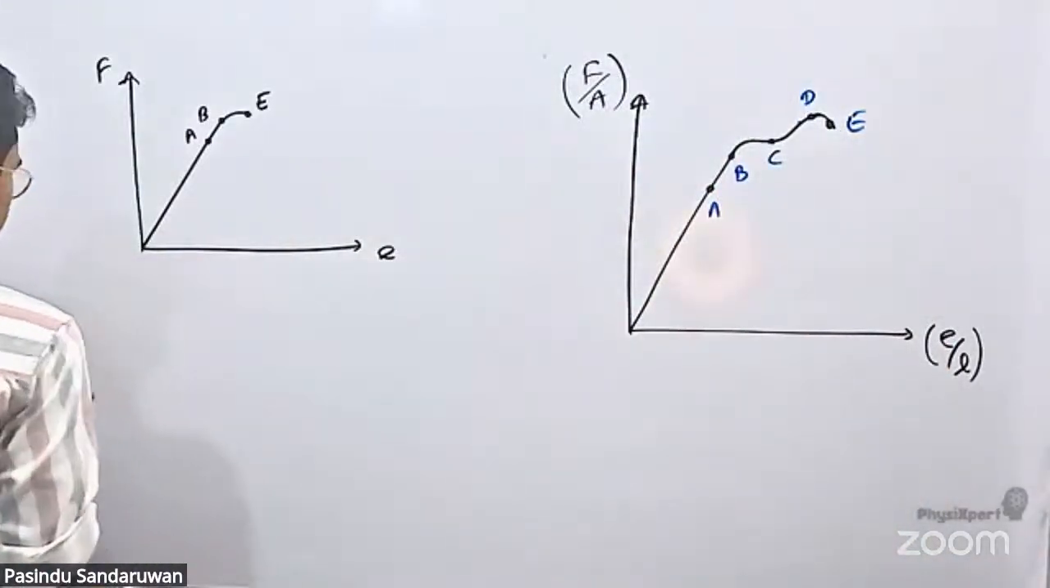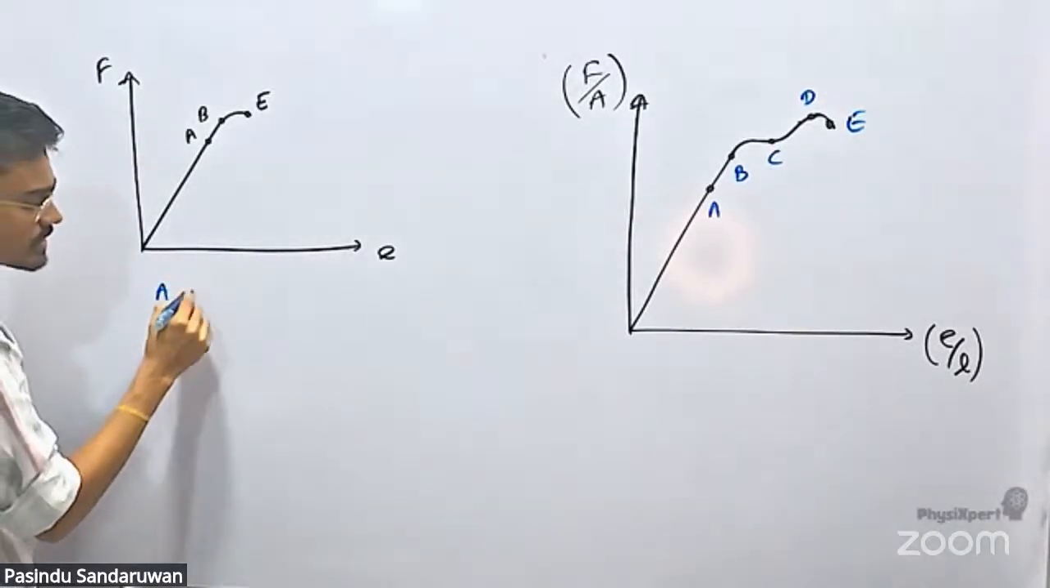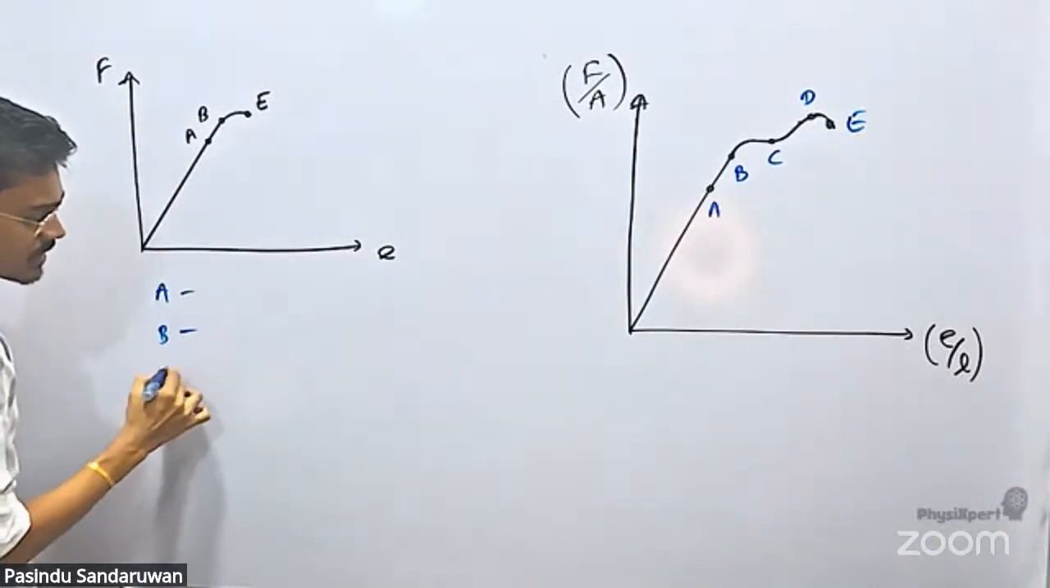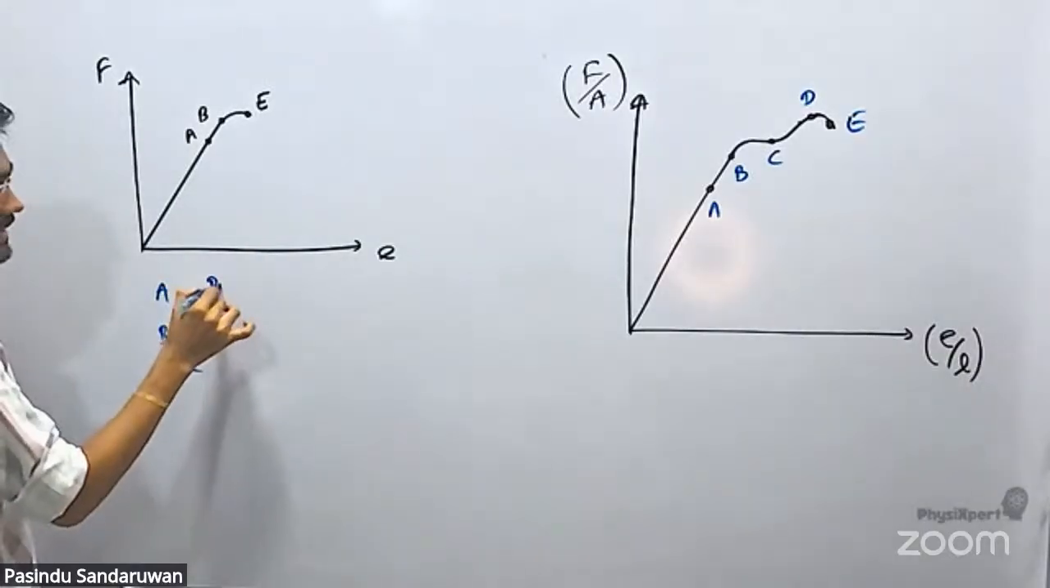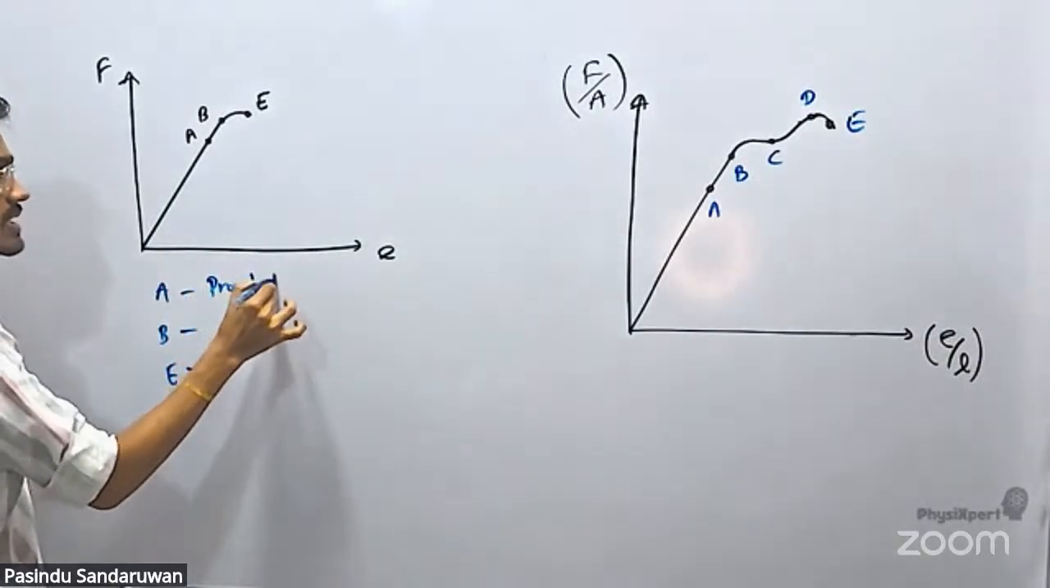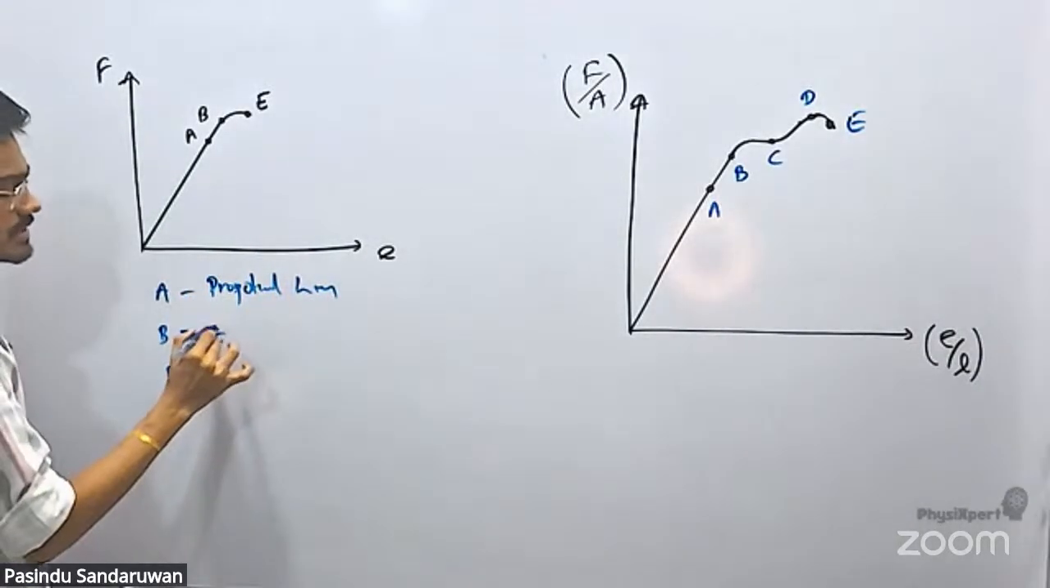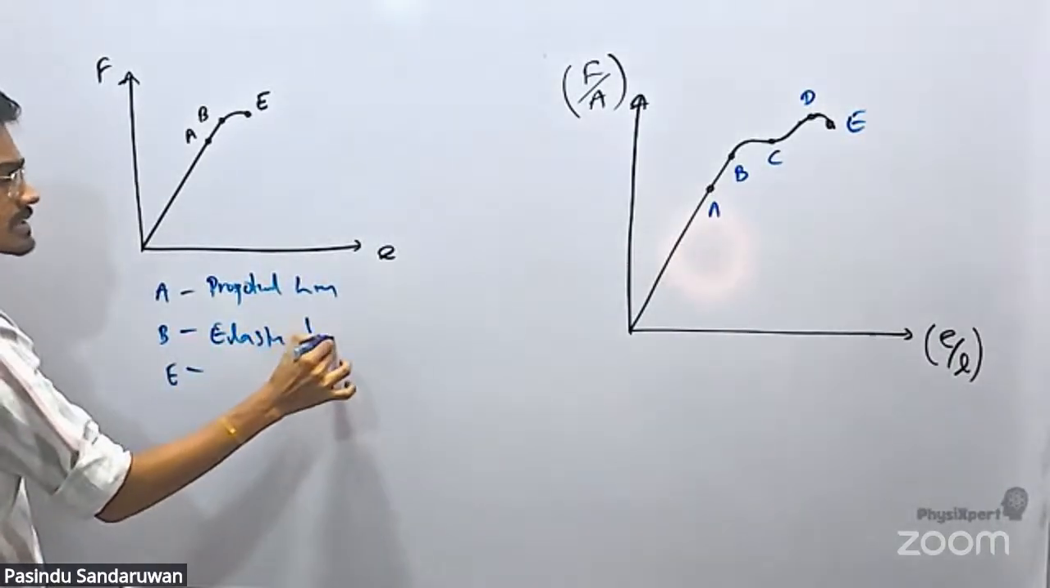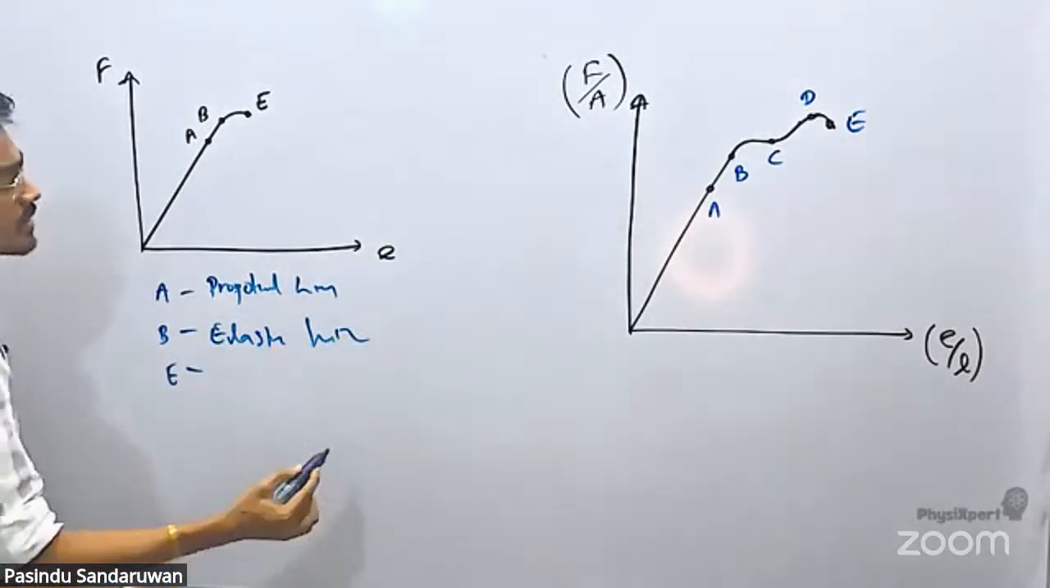And only 3 points are here. They are also very small, right? A, proportional limit as usual, and B, elastic limit we have labeled before, and E, rupture point.